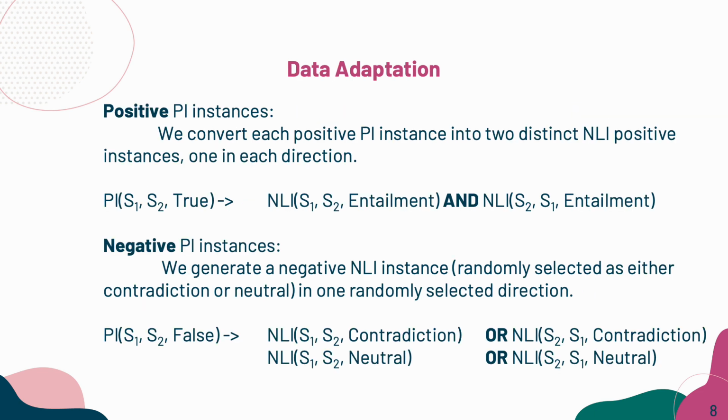To allow fine-tuning AI models on the PI dataset, we propose a data adaptation process. For positive PI instances, we convert each positive PI instance into two different AI positive instances, one in each direction. For negative PI instances, we generate a negative AI instance in one randomly selected direction. The label is also randomly selected as either contradiction or neutral, thus a random sampling from 4 possible options.